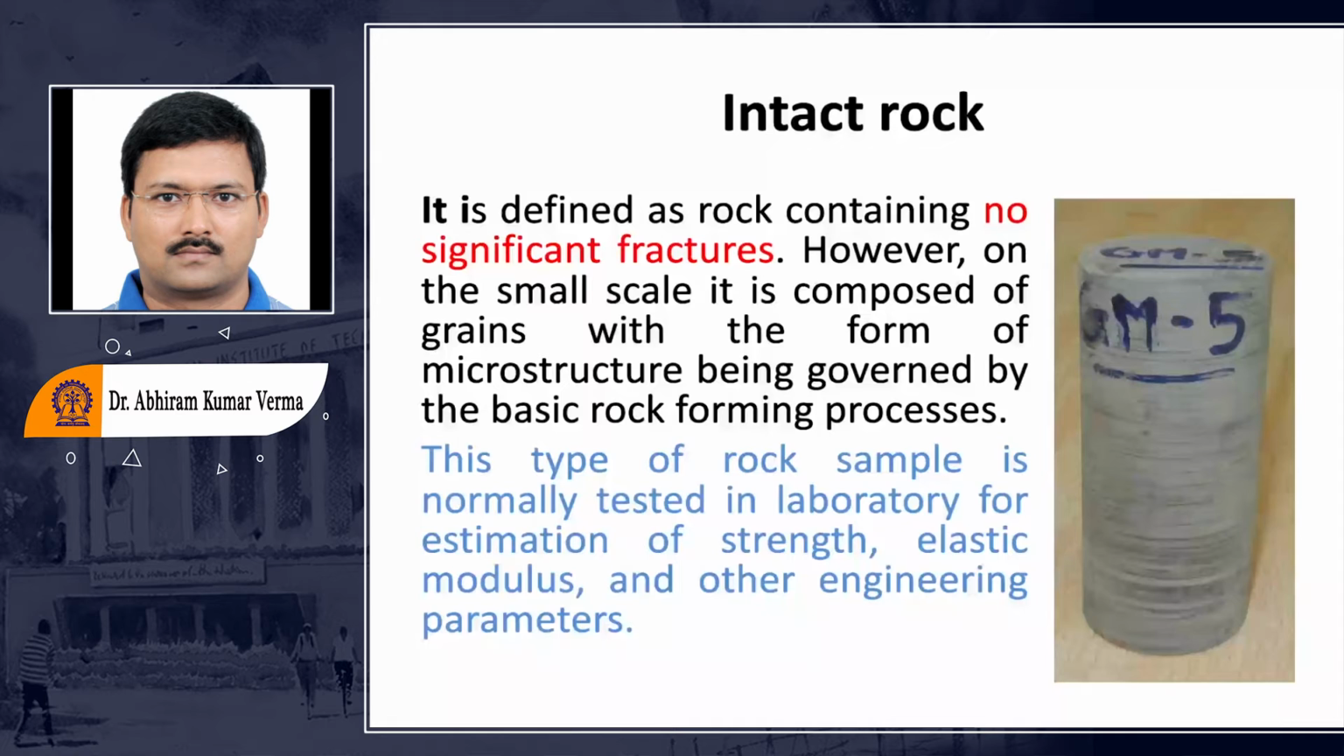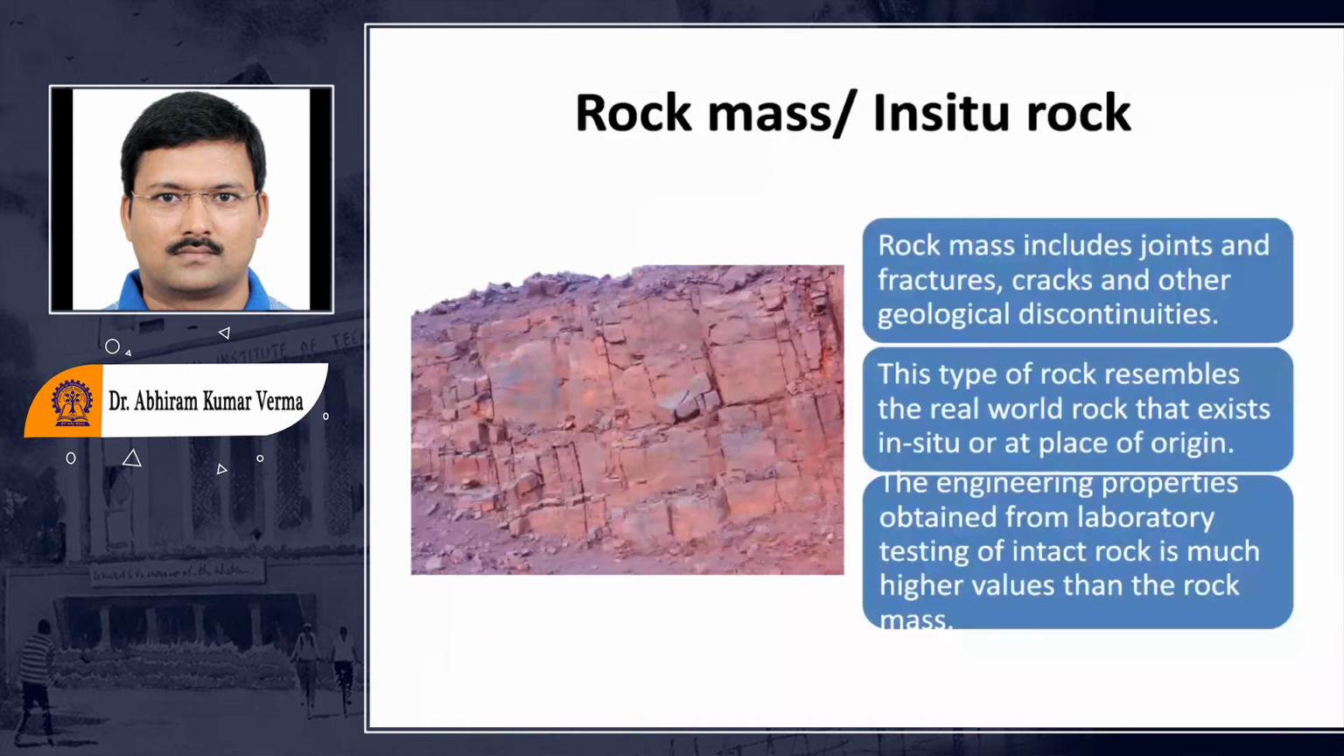So like rock mass, you can see the rock mass. If I'm talking about a larger scale, so for intact rock we are talking on a smaller scale. Rock mass we are talking at a larger scale. So when we are talking about the larger scale, you can see this rock consists of a lot of discontinuities. A lot of joints are there, a lot of fractures, cracks, and geological discontinuities are there. All these geological discontinuities or weak planes are making the structure weak, and that's why the strength is getting decreased.